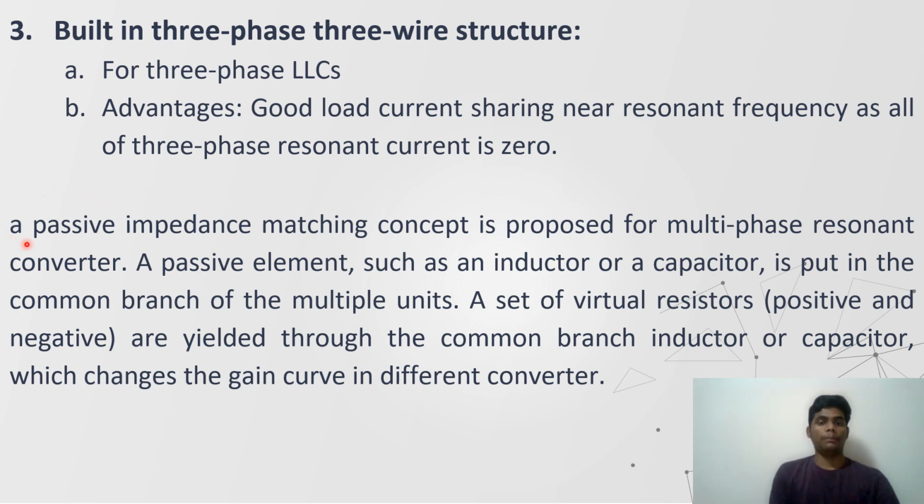Then, a passive impedance matching concept is proposed for multi-phase resonant converter. A passive element such as an inductor or a capacitor is put in the common branch of the multiphase units. A set of virtual resistors, positive and negative, are yielded through the common branch inductor or capacitor, which changes the gain curve in different converters.